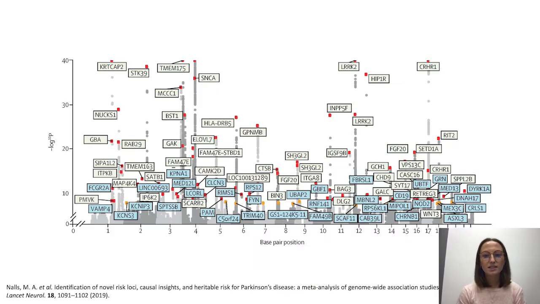In 2019, the largest genome-wide association study for Parkinson's disease was conducted by Mike Nalls and colleagues, and together they identified 90 independent variants across 78 genomic regions that are associated with the risk of Parkinson's disease. The variants identified in the study are single nucleotide polymorphisms, or SNPs, and they essentially are just one base in the DNA changing at any time.